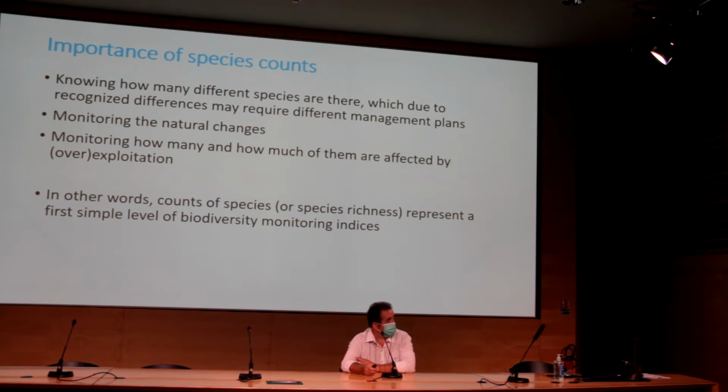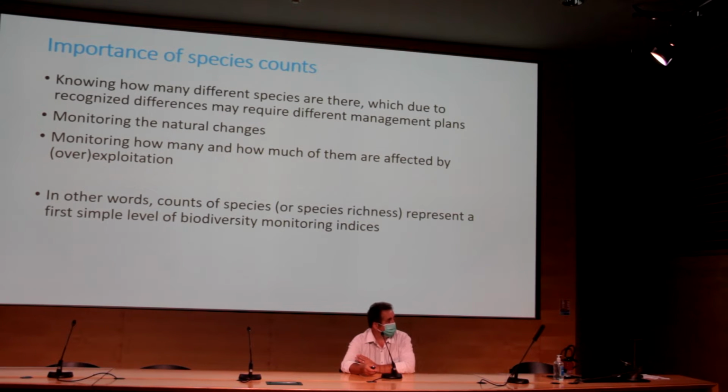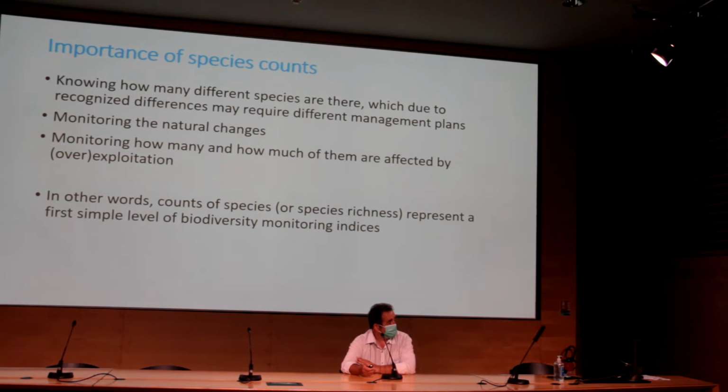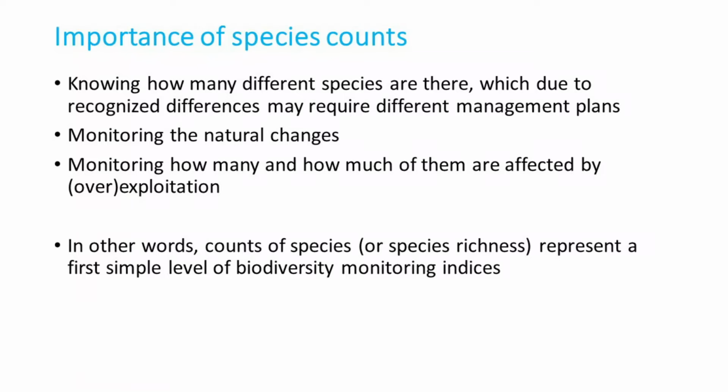So it's important to know the species counts to monitor this natural change. Again, it's simple things, easily understood. And counting species does represent the first simple level of biodiversity monitoring, and we have to pay attention to deliver these indices in an updated way and in a correct way.